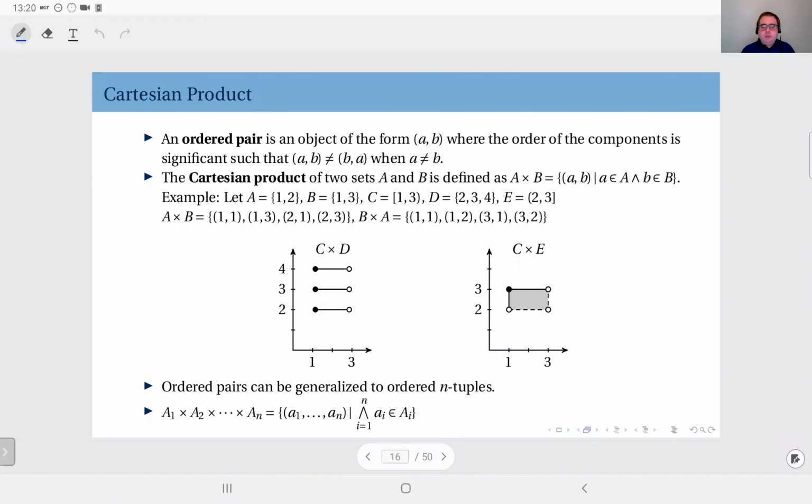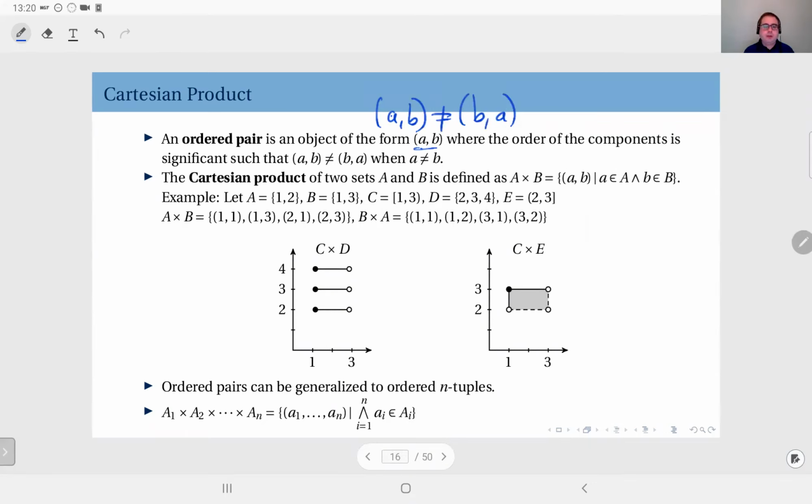Now, at this point, we will define the concept of Cartesian product. And to do that, we have to first define the concept of an ordered pair. An ordered pair is an object of the form (A, B). So it's essentially a pair consisting of two elements. But as the name implies, the order is important. Okay, so the ordered pair (A, B) is different than the ordered pair (B, A) whenever A and B are different.